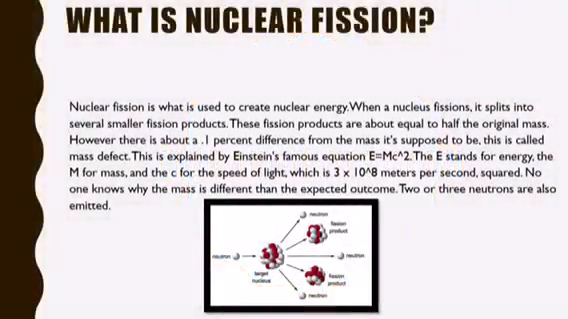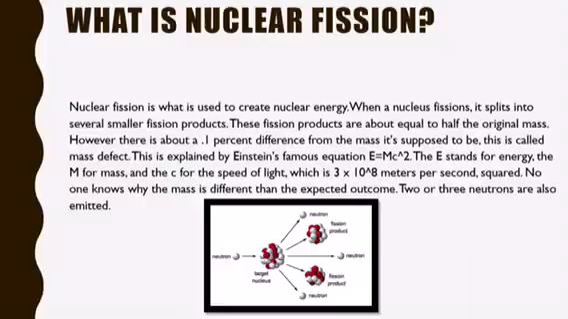What is nuclear fission? Nuclear fission is what is used to create nuclear energy. When a nucleus fissions, it splits into several smaller fission products. These fission products are about equal to half the original mass. However, there is about a 0.1% difference between the mass it's supposed to be. That's called mass defect. This is explained by Einstein's famous equation, E equals mc squared.